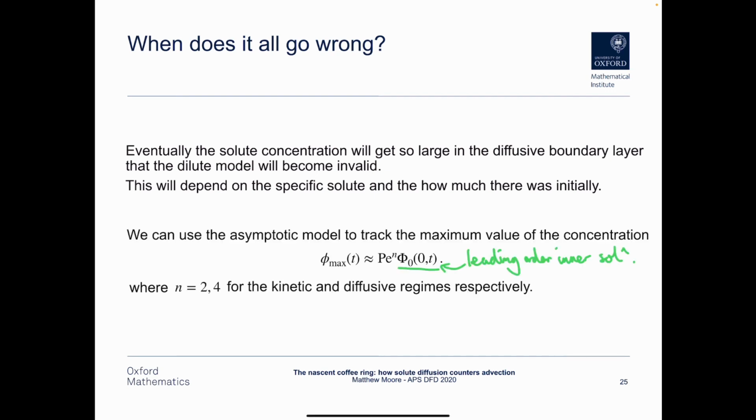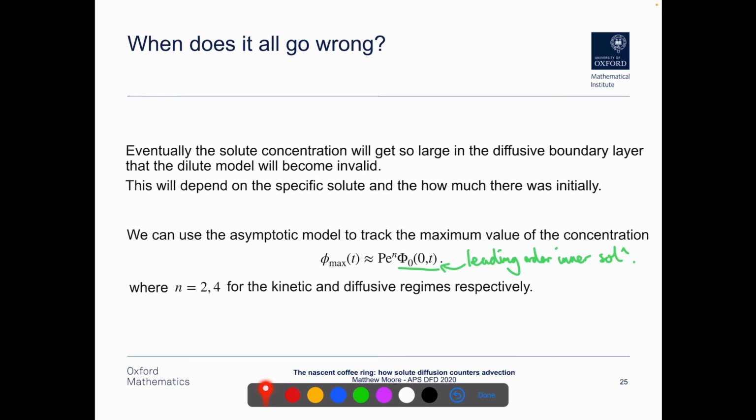So that threshold is dependent on whatever solute we have in there, so the size of the particles, and also how much we had initially. So we're going to look at various thresholds and have a discussion about what's going on. This is the approximation we're using for that maximum value based on the leading order in a solution. And we'll have a look overleaf at how these do.